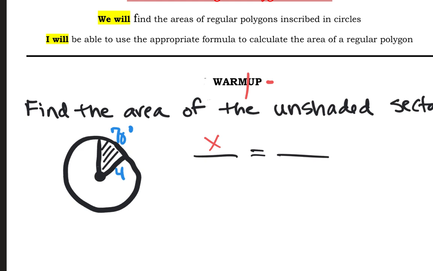All right, remember this is your part out of the whole, but what am I going to use with the whole? The area of the circle. So this should be pi 4 squared. Okay. On the right side, we should have the central angle. What's our central angle?